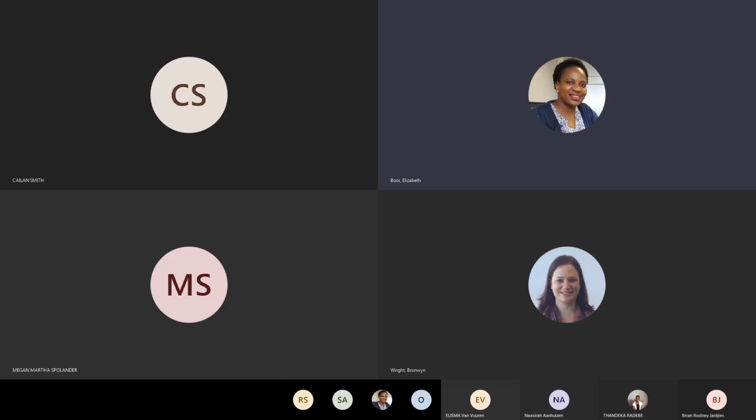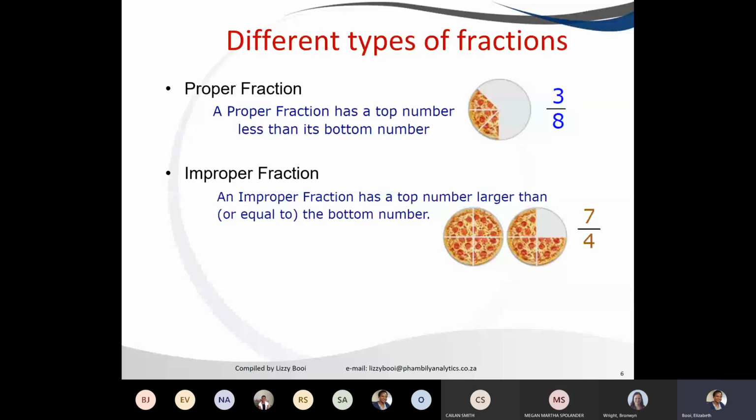Fractions, y is only going to be 4, not 8. But for now, because I'm just introducing the types of fractions, an improper fraction is when you have a bigger number at the top and a smaller number at the bottom, your numerator is bigger than your denominator. That is an improper fraction. And this is not the lowest form of a fraction.